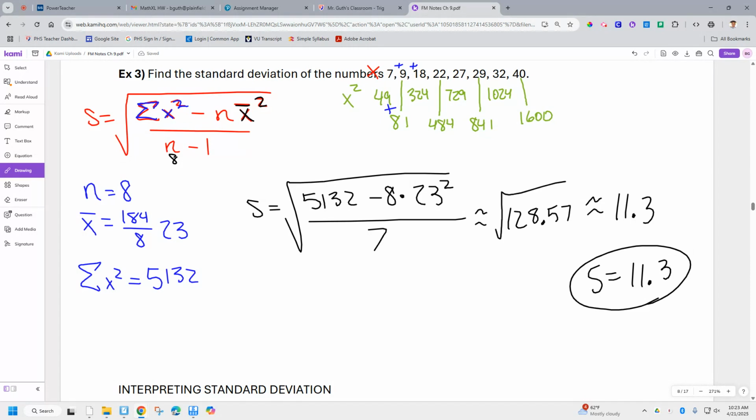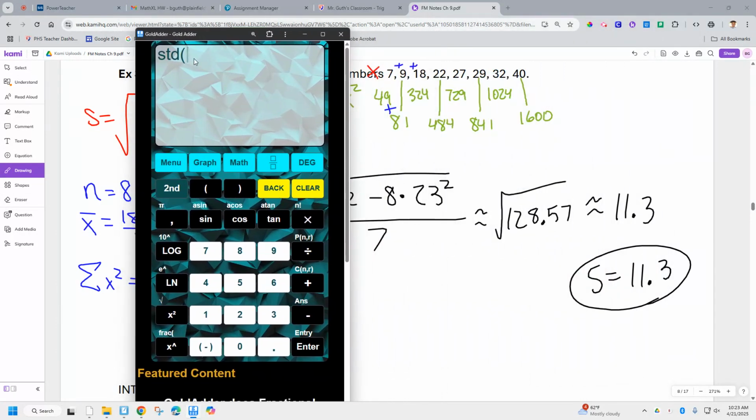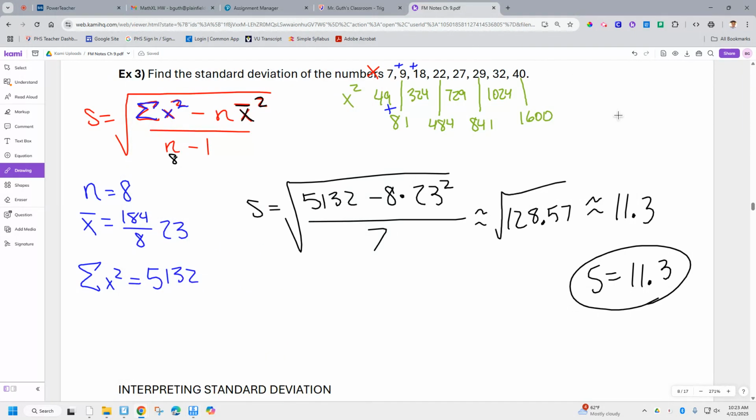Now, most of your calculators have functions that will do standard deviation for you. And you can look at it on your calculator. On this one, you can just do STD for standard deviation and just list the numbers. 7, 9, 18, 22, 27, 29, 32, 40. There it is right there, 11.3. And so you're left with the thought of, why in the world did we have to calculate all that by hand using that formula? And the answer to that is, I suppose, because it's fun, right? Wasn't that fun?